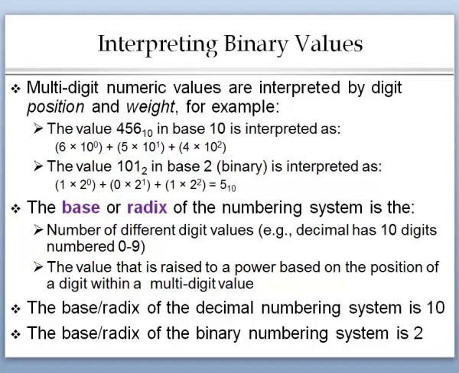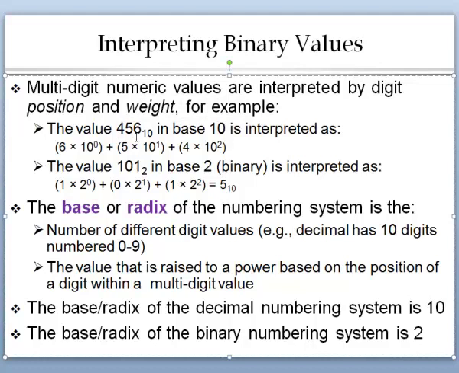Okay. So the first issue is when we're going to represent a numeric value, typically it's going to consist of multiple digits. So for example, if we have a number like say 456, there's 3 digits in that. There's the 4, there's a 5, and there's a 6. And how we interpret each of those digits is a question of their position within all of the digits of the value.